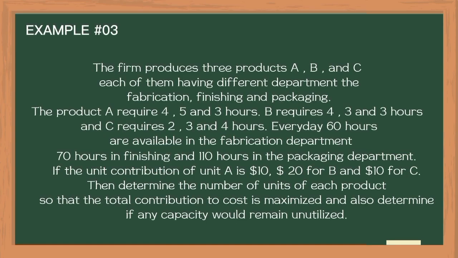Example number 3. A firm produces 3 products, A, B, and C, each going through different departments: fabrication, finishing, and packaging. Product A requires 4, 5, and 3 hours. B requires 4, 3, and 3 hours. And C requires 2, 3, and 4 hours. Every day, 6 hours are available in the fabrication department, 70 hours in finishing, and 110 hours in packaging. If the unit contribution is $10 for A, $20 for B, and $10 for C, then determine the number of units of each product so that the total contribution is maximized, and also determine if any capacity would remain unutilized.